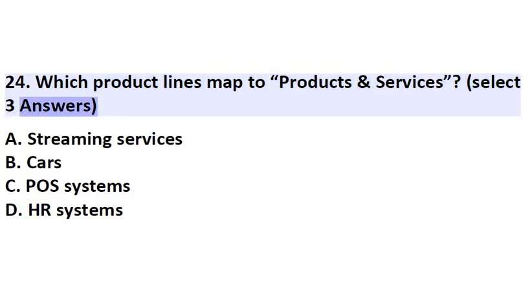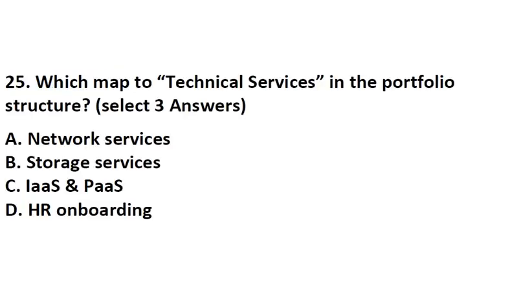24. Which product lines map to products and services? Select 3 answers: A. streaming services, B. cars, C. POS systems, D. HR systems. Answer: A, B, C.